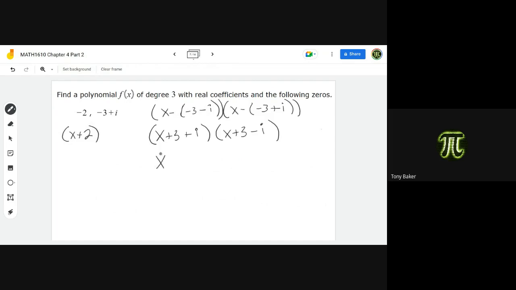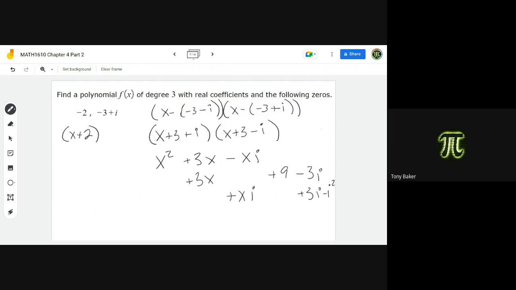So we have x squared plus 3x minus xi. Now we do the 3. We have 3x again plus 9 minus 3i plus xi plus 3i and then minus i squared.